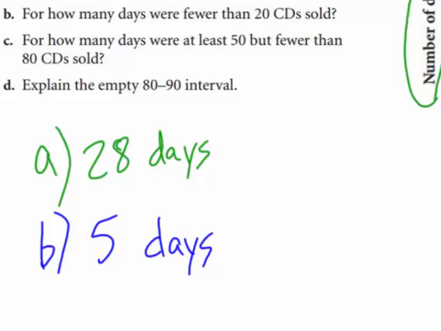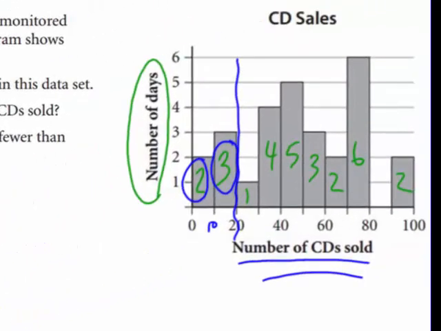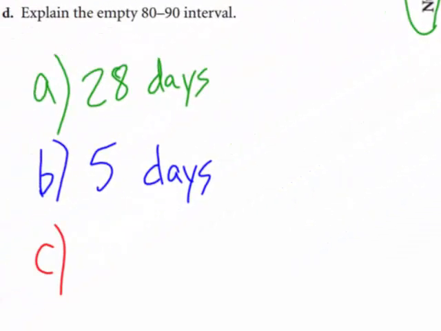Let's go to C here. It says, for how many days were at least 50, but fewer than 80 CDs sold? So at least 50. So where's my 50? 50 is right here. So at least 50, right? But fewer than 80. So where's my 80? Right here. So there's all the days. So there were 3 days from 50 to 60, 2 from 60 to 70, and 6 from 70 to 80. So I add all those together. So we have 11 total days. So hopefully you're catching on.